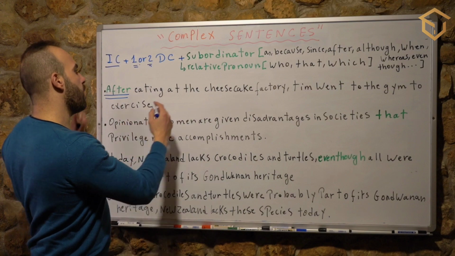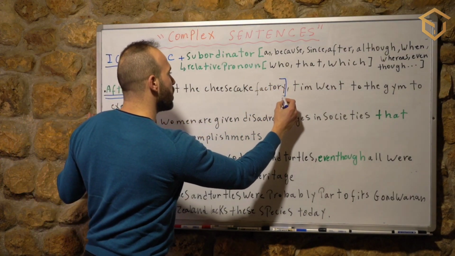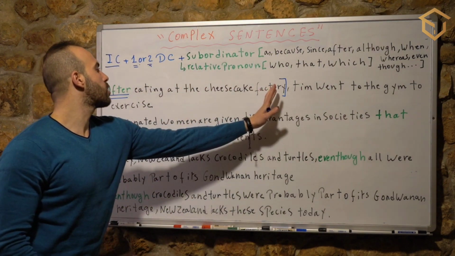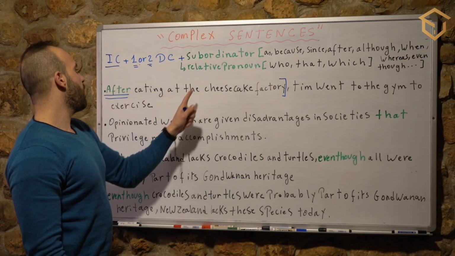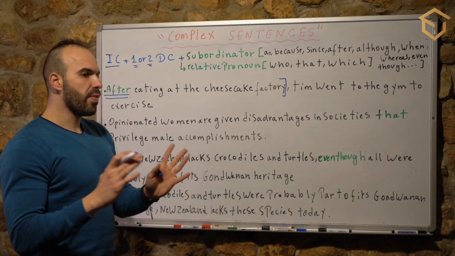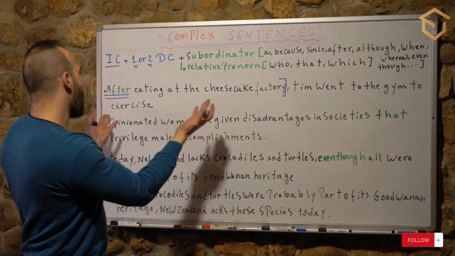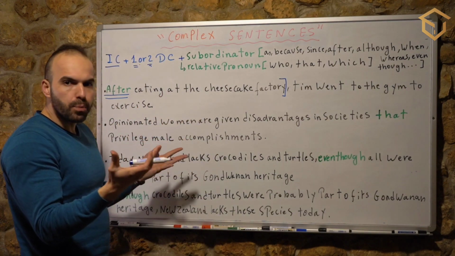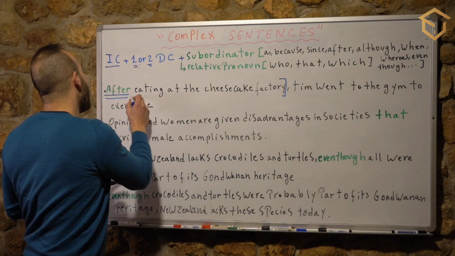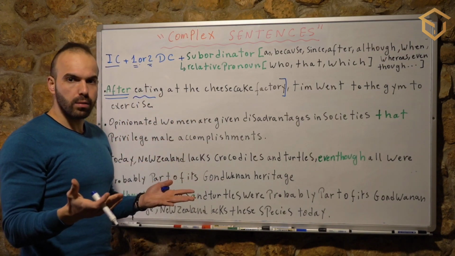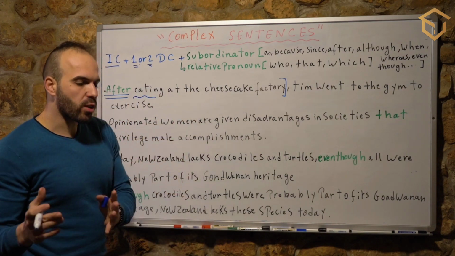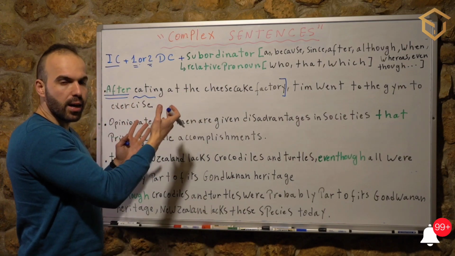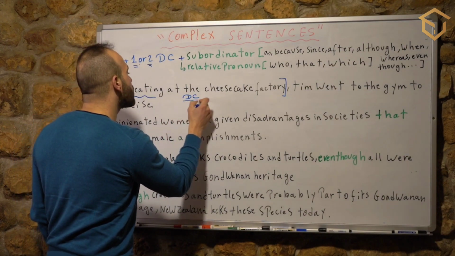So as you can see here, if we separate the whole sentence into halves, the first one is "after eating at the cheese factory." As you can see, it lacks a verb. We don't have a verb. Or actually, we might have a verb, but there's no subject. After eating at the cheese factory, what really happened? So it lacks a subject here. So that's a dependent clause.